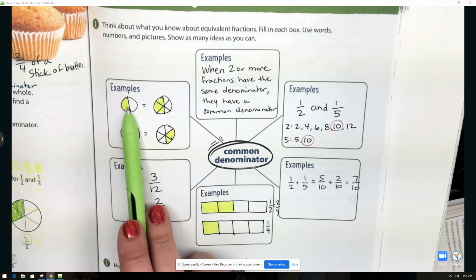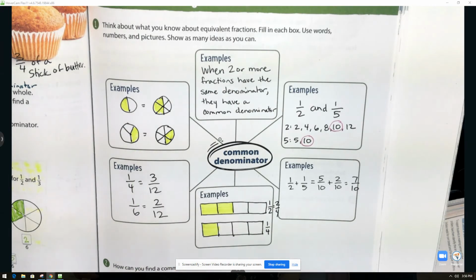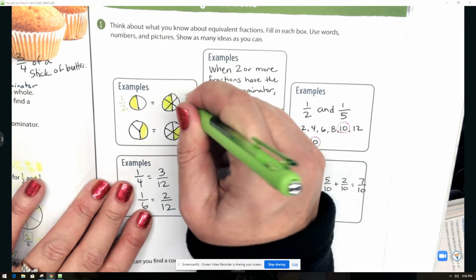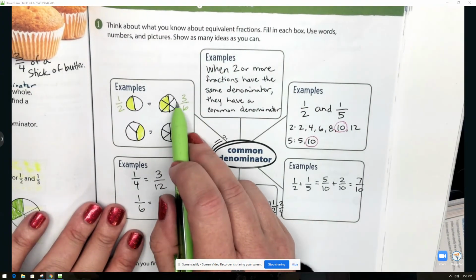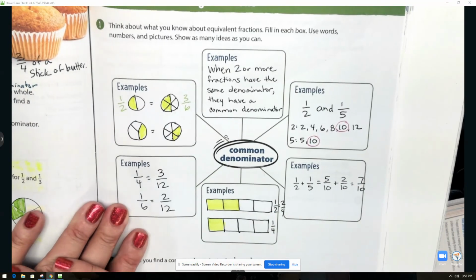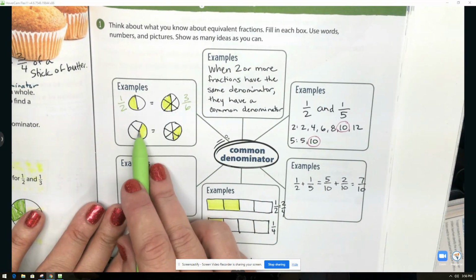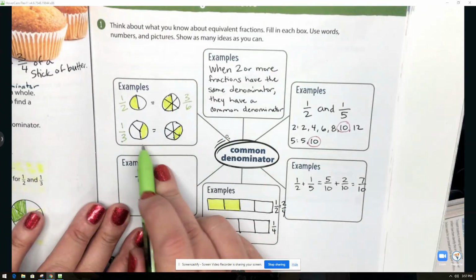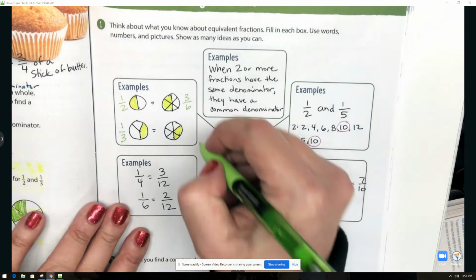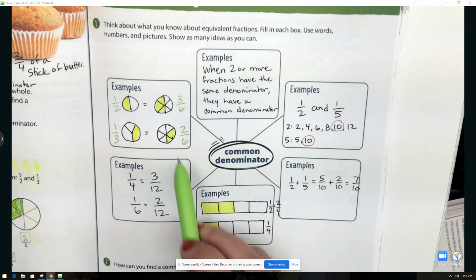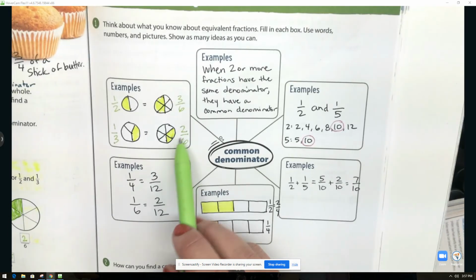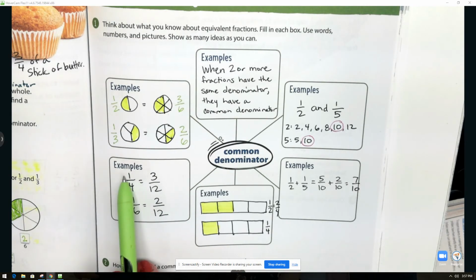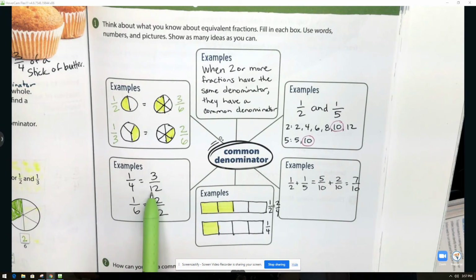So our examples here are, we have 1/2. This is 1/2. It's equal to 3/6 because this circle is broken into 6 parts and we shaded in 3. Here we have 1 part shaded in and there's 3 parts all together, so that is 1/3, and it is equivalent or equal to 2/6 because we have 2 parts shaded in, which is our numerator, and then 6 parts in the whole for our denominator.